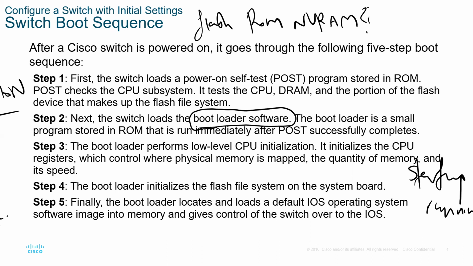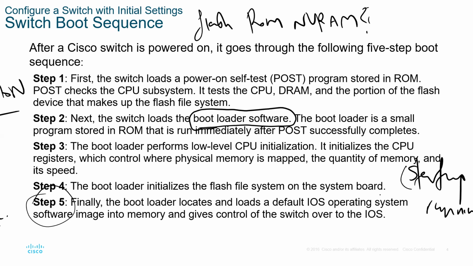After step number 5, the operating system is loaded, located in the flash memory, and then we locate the startup configuration. Once the startup configuration is located, your switch is switched on. We have successfully switched on the switch. So those are my steps.